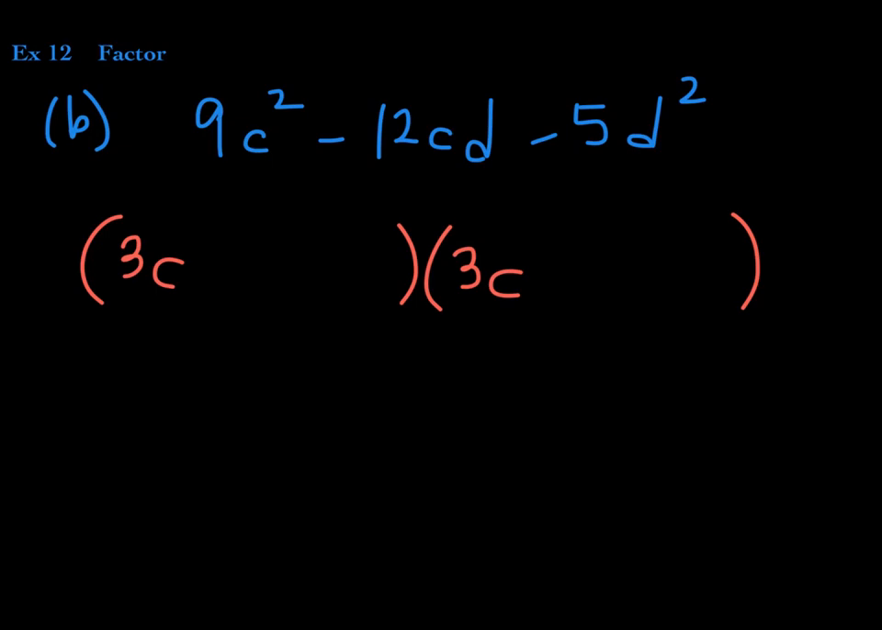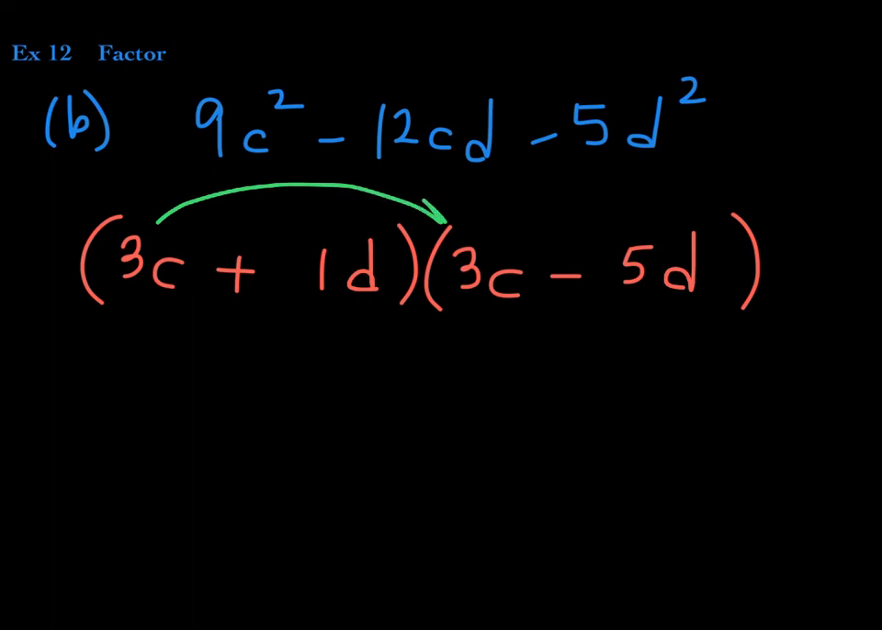Now, I notice that this last term is negative, and that tells me that the signs will be different. One of them will be plus, the other one will be minus. Also, I noticed that this last number is prime. So the only factors of 5 are 1 and 5. So I put 5 in one of them, put 1 in the other. Like that. Now, I don't want to just get negative 5. I want to get negative 5d squared. So let's also put a d on this, okay? All right, let's check it out. And if it's wrong, no worries. We'll change it, all right?